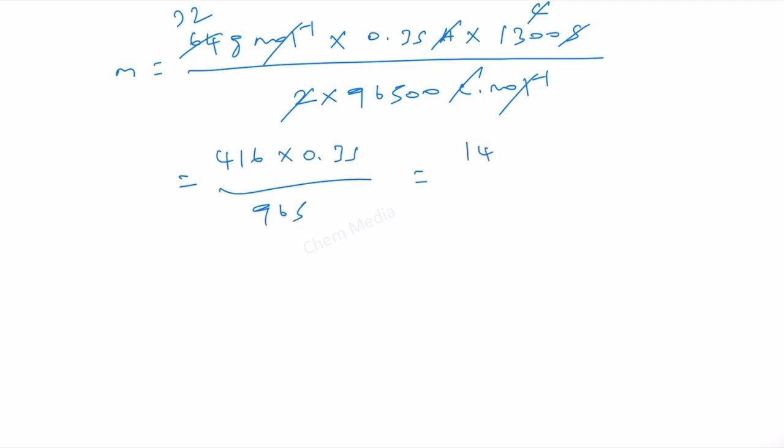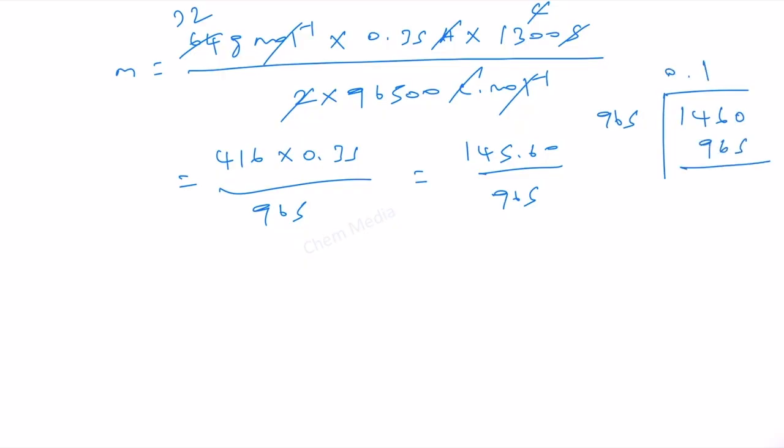Therefore, this will be 145.60 divided by 965. Let us take it approximately as 146. We can't divide it, so put as 0. 1 times 965 will be 965, 1000 minus 965... 10 minus 5, 5, 15 minus 6, 9, 13 minus 9, 4. We once again can't divide it, so put as 0 again. 5 times 965 will be 4825, remaining 125. So mass is approximately 0.15 gram.